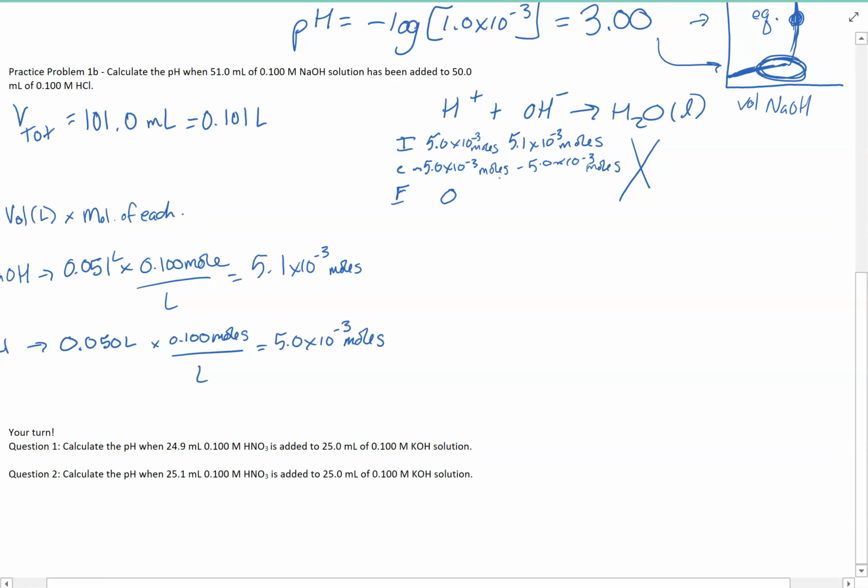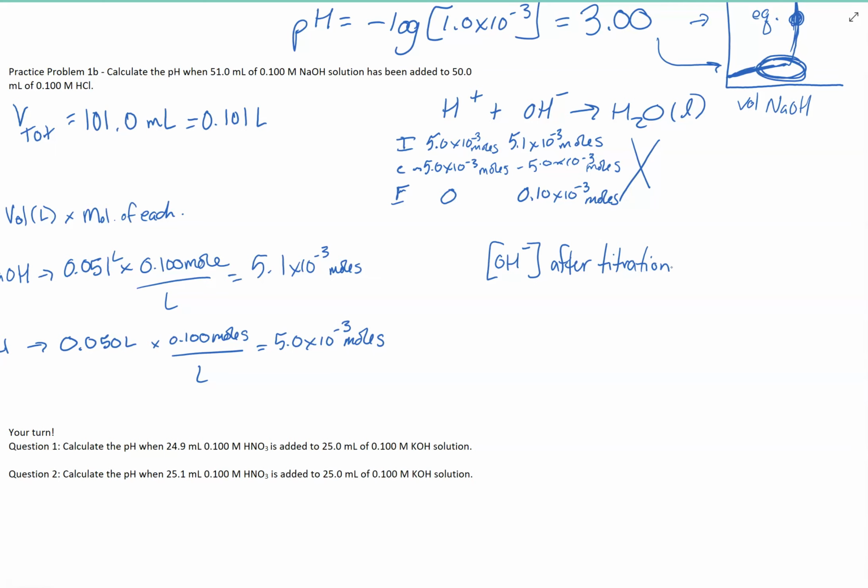In doing that, this leaves behind a 0. Remember, all of one of them has to react in a strong acid, strong base titration. The other one is going to be the one left over, so this one's going to leave behind that many moles. This number of moles is going to get us the concentration of OH- at equilibrium, or after the titration. Does it matter that it's not the H+? No, because we could always do a pOH and then subtract from 14, which is what we're going to do.